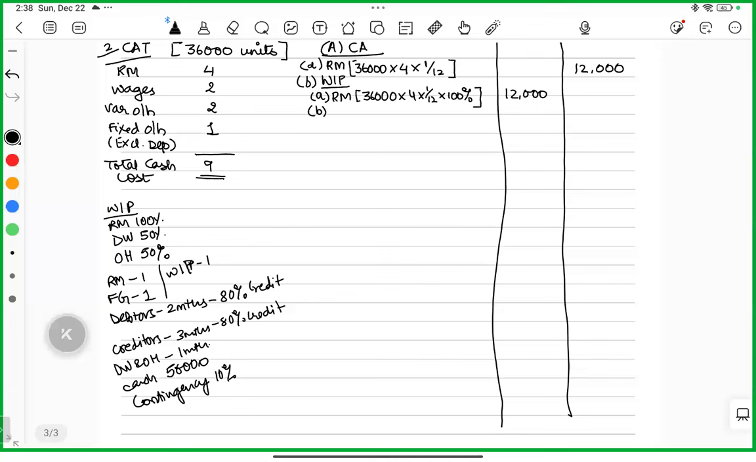Second component of work in progress will be direct wages, because on this raw material labor will work. So 36,000 into wages per unit is 2, work in progress time is 1 by 12. And in this question you are directly given that work in progress is 50% complete. It means labor and overheads, they are 50% complete. So 36,000 into 2 by 12 into 50%. So 3,000 on labor.